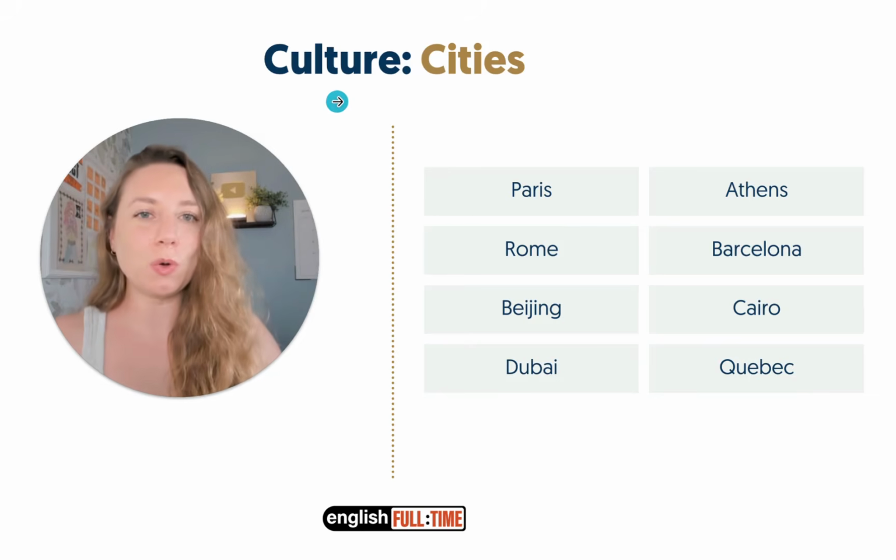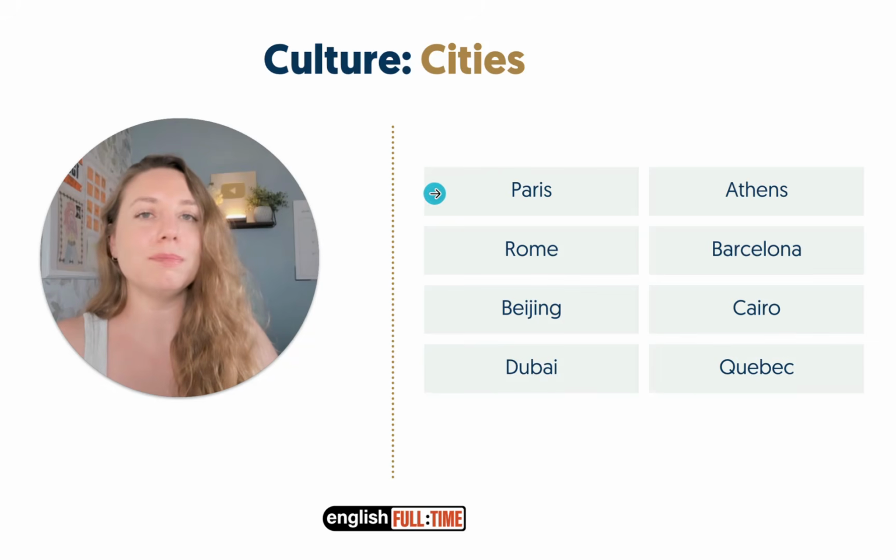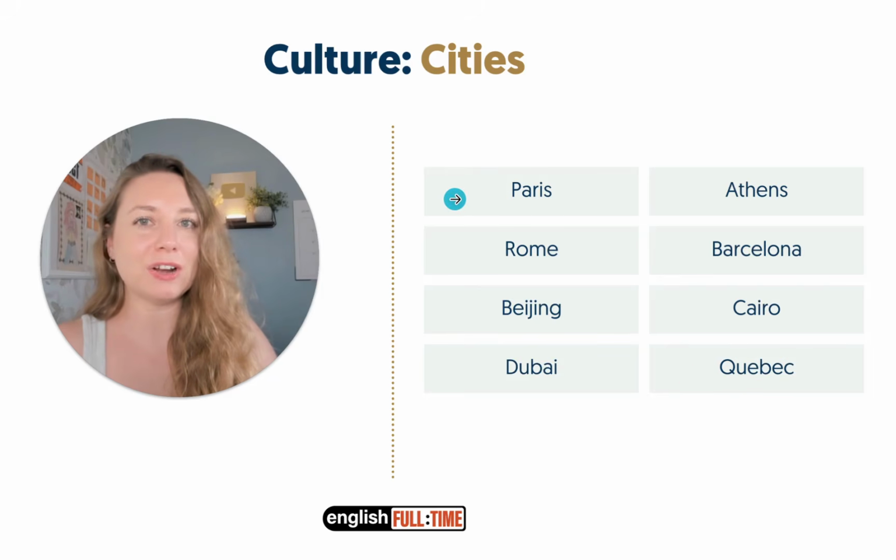Next, we have our culture slide. We're going to go over some cities and how we say them in English. I know that in your native language, these cities sound much different. Right now, we're going to work on the English pronunciation, so here we go. Paris, Rome, Beijing, Dubai, Athens, Barcelona, Cairo, Quebec. Again, Paris, Rome, Beijing, Dubai, Athens, Barcelona, Cairo, Quebec.